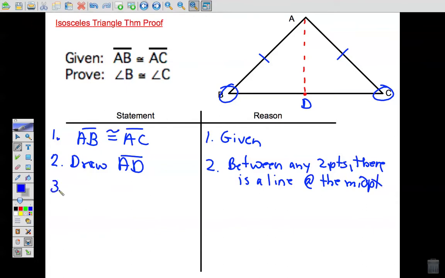Okay, statement 3. Now I'm going to deal with this triangle I've created in the green, and this triangle in the yellow. I'm going to try to get those two triangles congruent to one another, because notice that B in this angle and C in this angle are corresponding angles. I already have one side. I could say that AD is congruent to AD, right? We've had this a number of times, reflexive property.